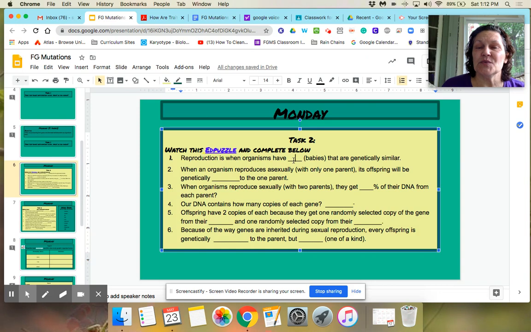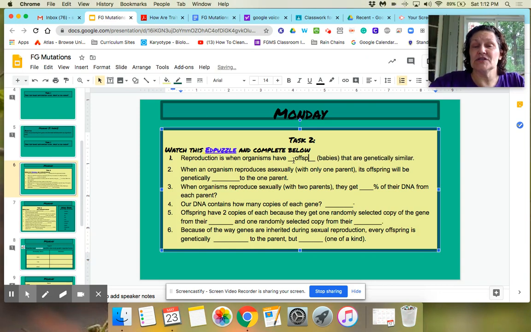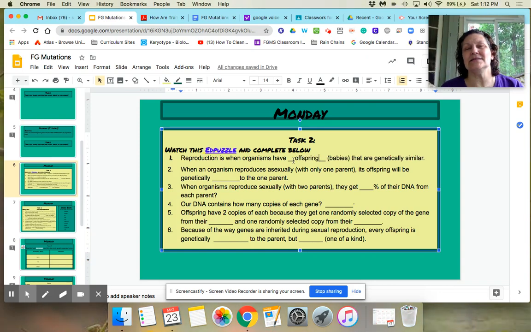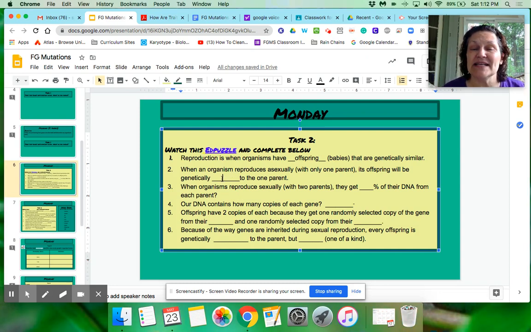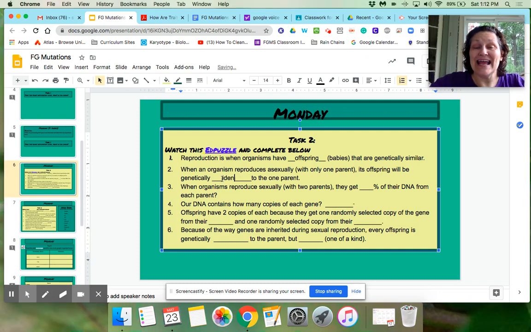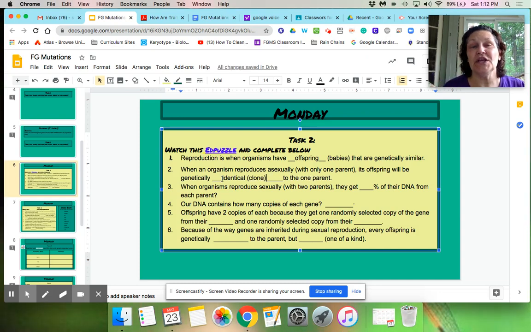So reproduction is when organisms have offspring. In science and in genetics, we don't call them babies or children, but that's what they are. In genetics, we call them offspring. Number two, when an organism reproduces asexually, remember one parent, its offspring will be genetically identical. Sometimes we call that a clone, right? The DNA is exactly the same because there was only one genetic donor. There was not a mom and a dad.